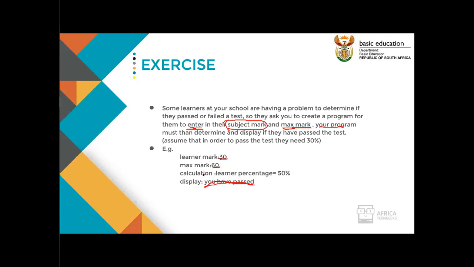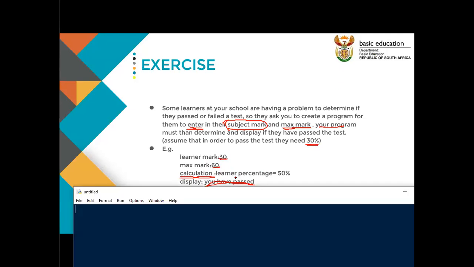And how do we determine if the person has passed? By doing a calculation. The calculation is we're going to convert the learner's mark into a percentage because they tell us 30% is the pass mark. So we say 30 out of 60, which is 50%. So I'm going to start you off with this and you're going to finish it. So let's go.